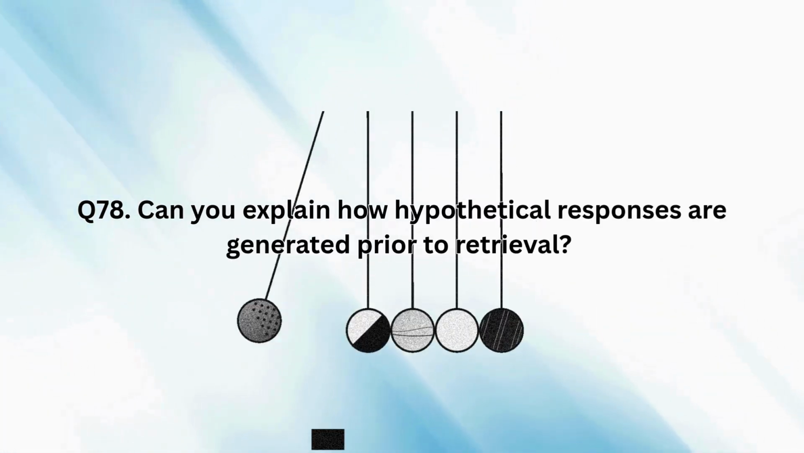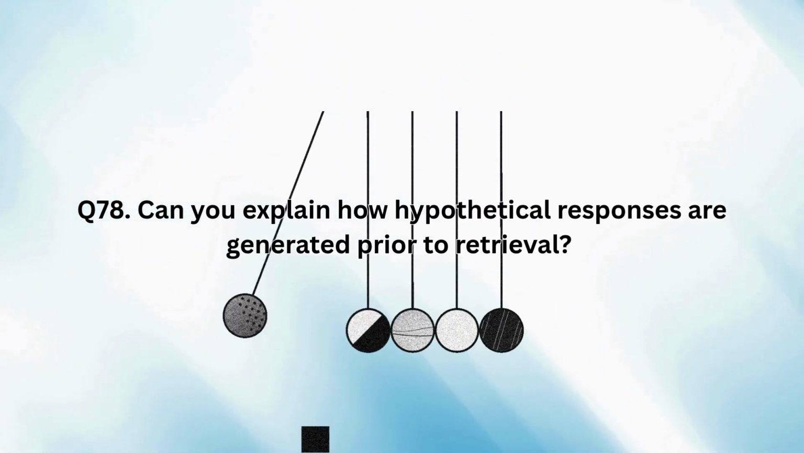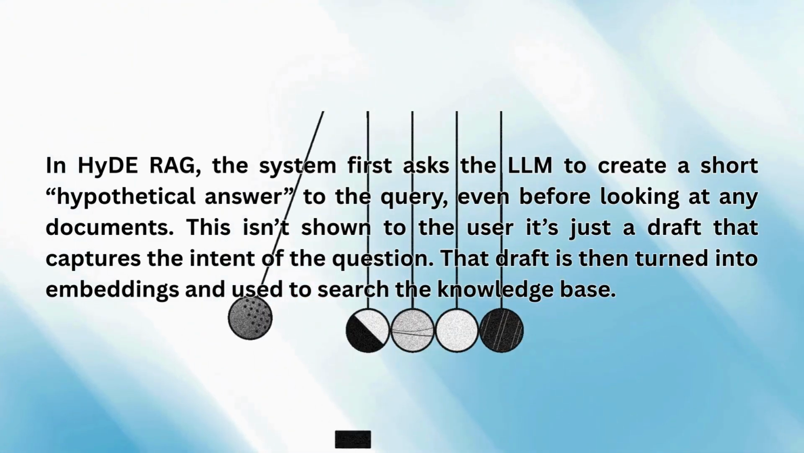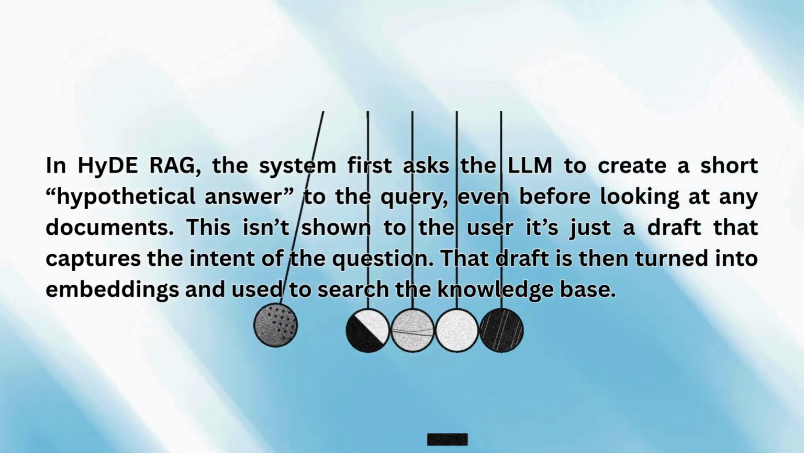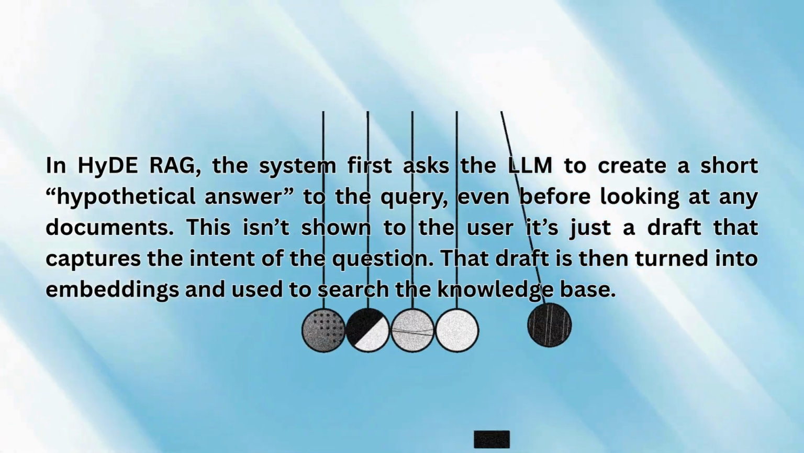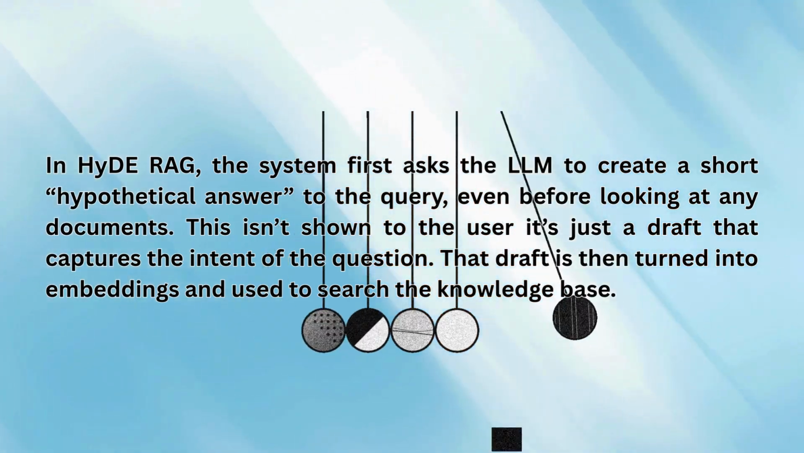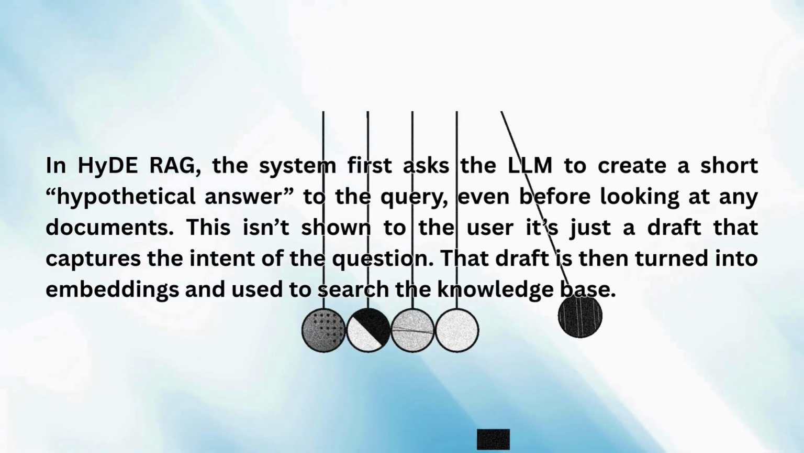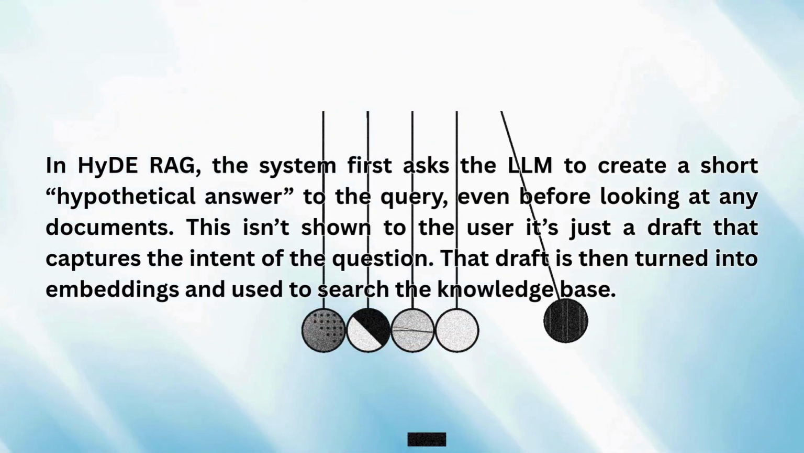Can you explain how hypothetical responses are generated prior to retrieval? In HyDE RAG, the system first asks the LLM to create a short, hypothetical answer to the query, even before looking at any documents. This isn't shown to the user. It's just a draft that captures the intent of the question.